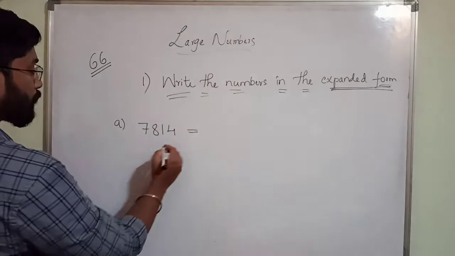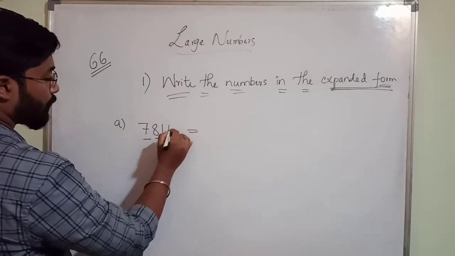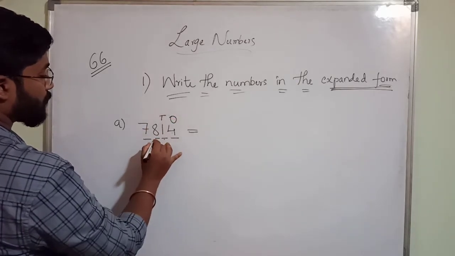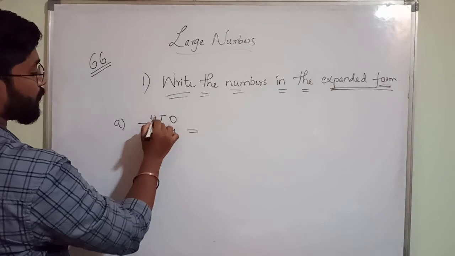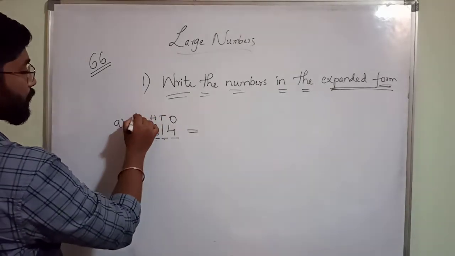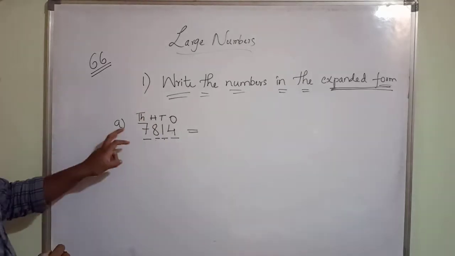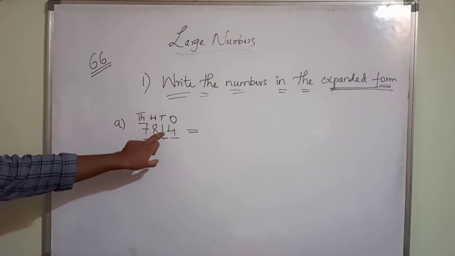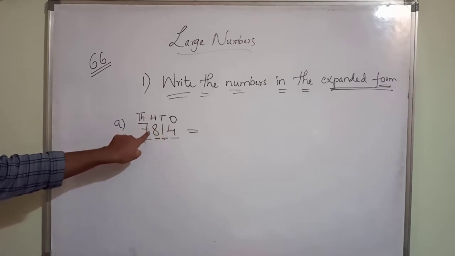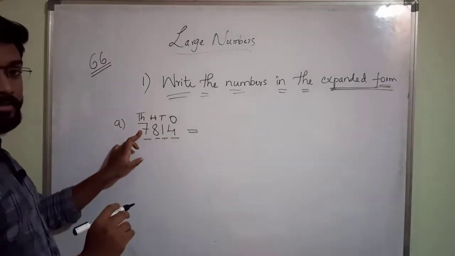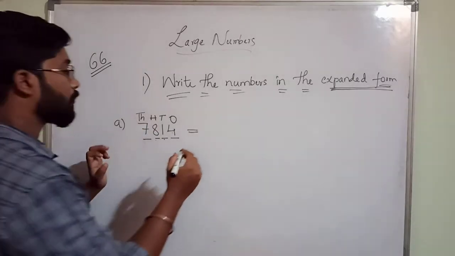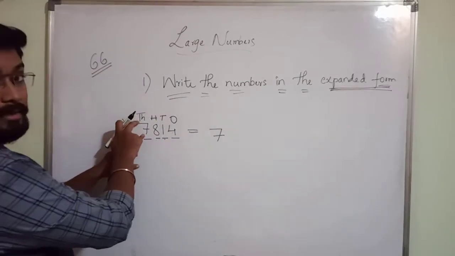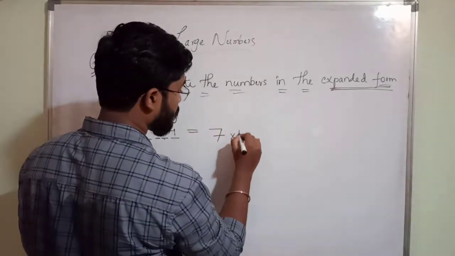So what is there here? 4 is in ones place, 1 is in tens place, 8 is in hundreds place, 7 is in thousands place. So what is the highest number here? 7. 7, 8, 1, 4. 7,814. 7 is in thousands place. That's why we are calling it 7,000. So you have to take 7 here. In which place is it? Thousands place. Into 1000.